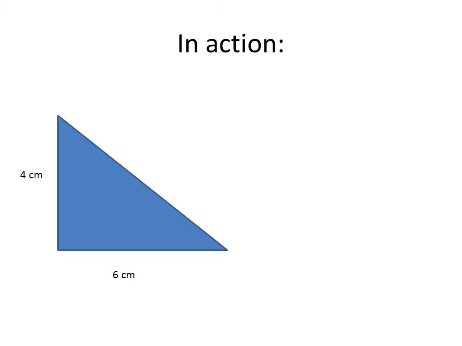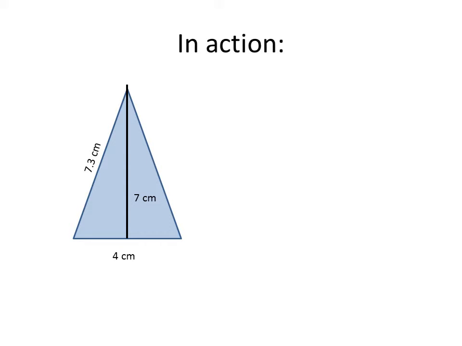Okay, so let's see this in action. So we have a right triangle with our two legs of 4 centimeters and 6 centimeters. So we're going to write down our formula. Area equals 1/2 base times height. Then we're going to substitute in our base and our height. So our base is 6 and our height is 4. And then we're just going to solve this. 1/2 of 6 is 3, and then 3 times 4 is 12. And don't forget your units.